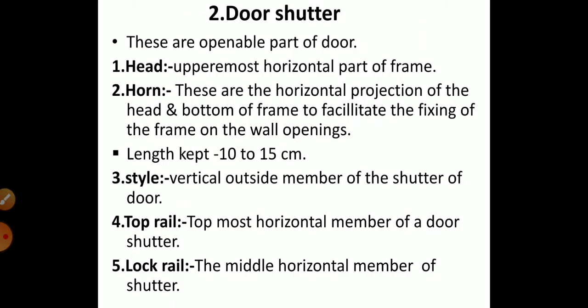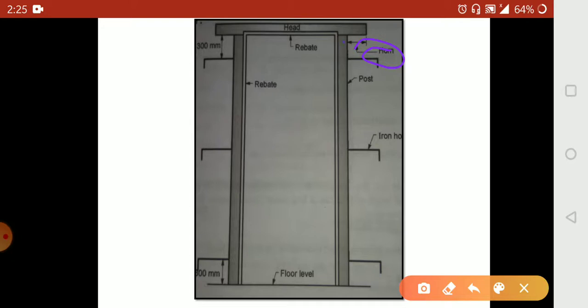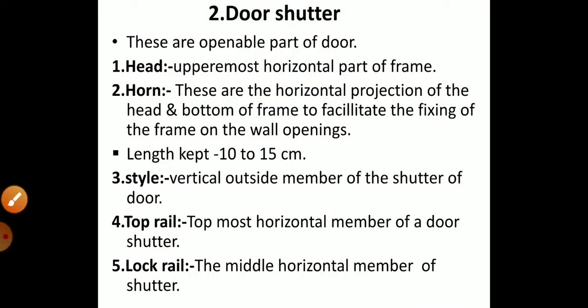The next part is the door shutter. What does door shutter mean? It is the openable part of the door. In the frame, the first one is the head, the topmost portion of the door, which is the uppermost horizontal part of the frame. Horn means the horizontal projections of the head and bottom of the frame to facilitate fixing of the frame in the wall opening. You can see the horn here. The length kept for the horn is 10 to 15 centimeters.